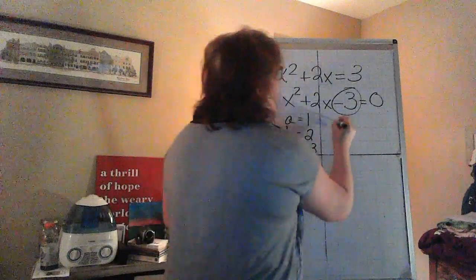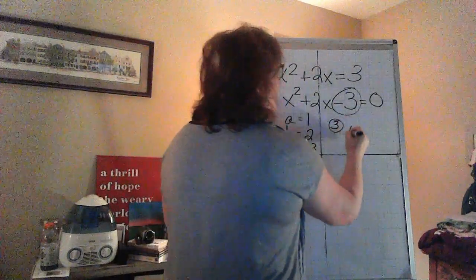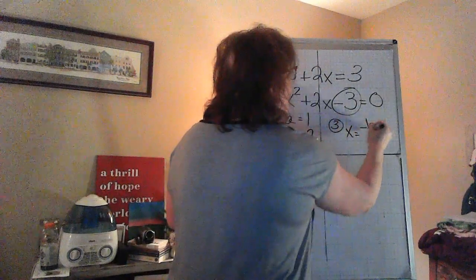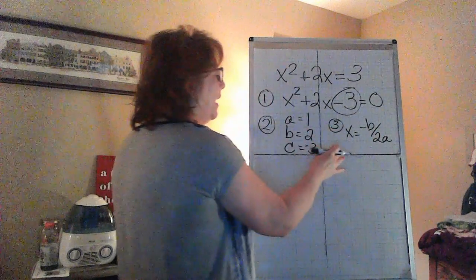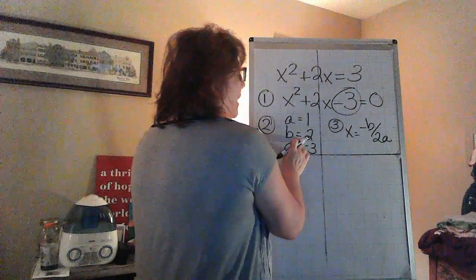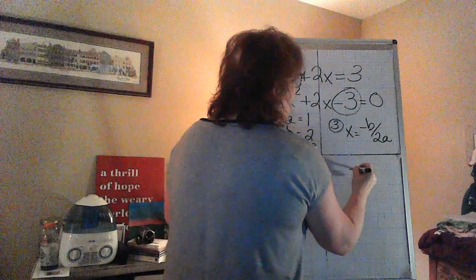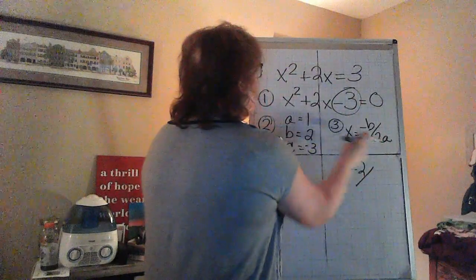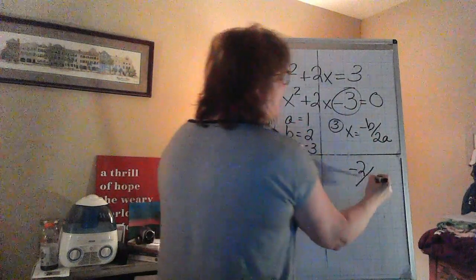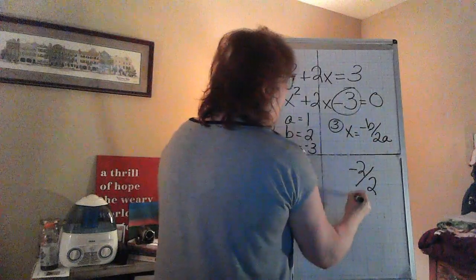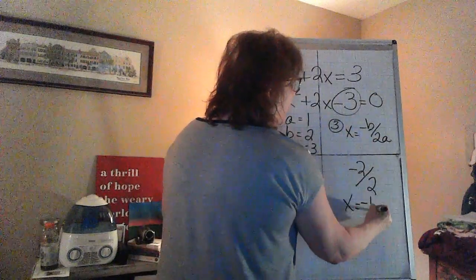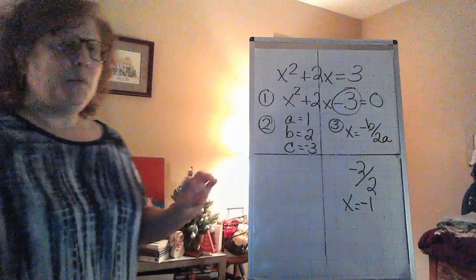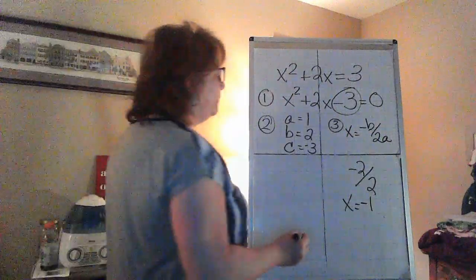Then we're going to come over here to do the vertex. x equals negative b over 2a. So we're going to substitute in. b is 2, but it's going to be negative 2 because of the negative. Then 2a is going to be 2. We have x equals negative 1. That is 1 point for our vertex.